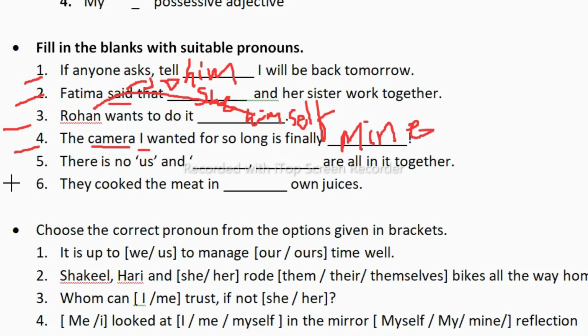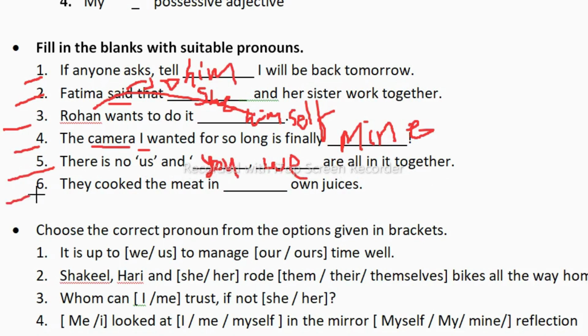Now let's move to the fifth one. There is no us and you, all are all in together. So what can we fill here? There is no us and you. Here you have to write you. We all are. We are all in it together. This will be a correct answer.